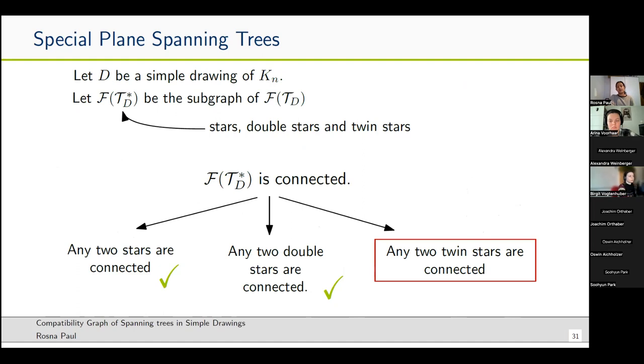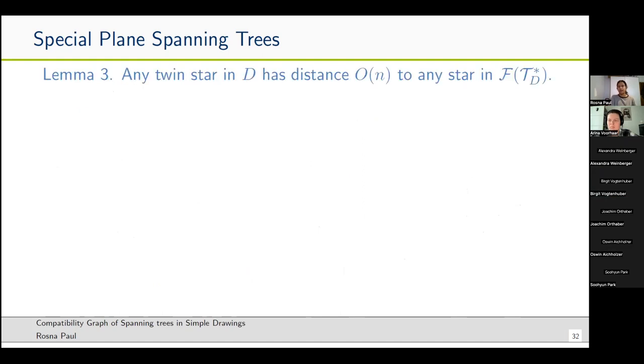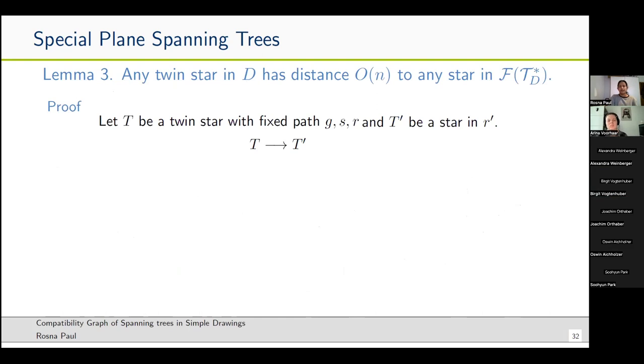And now, for the last part, we have to show that any two twin stars are connected. So in the same way, I will just show that a twin star is connected to a star. So let's take a twin star.